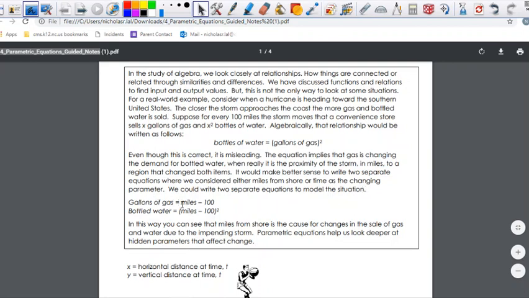Gallons of gas is equal to miles minus 100, and bottled water is equal to (miles minus 100) squared. In this way, you can see that miles from the shore is the cause for changes in the sale of gas and water due to the impending storm. Parametric equations help us look deeper at hidden parameters that affect change. So x is equal to our horizontal distance at time t, and y is equal to our vertical distance at time t.